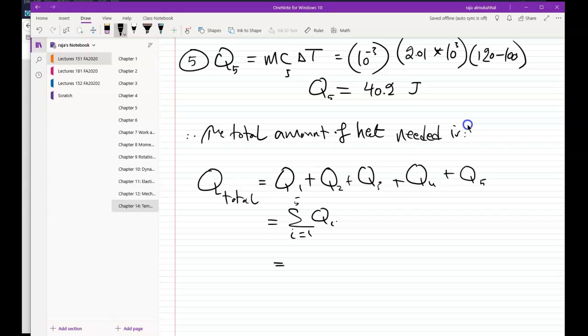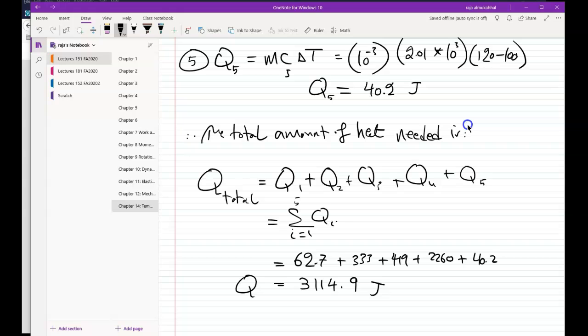So when you add up those numbers, it's going to be 62.7 plus 333 plus 419 plus 2260 plus 40.2, and you add them up together, it becomes 3,114.9 joule. I'm sorry, not 31,140. And there we go. That's the Q total. Okay. I hope this is clear.